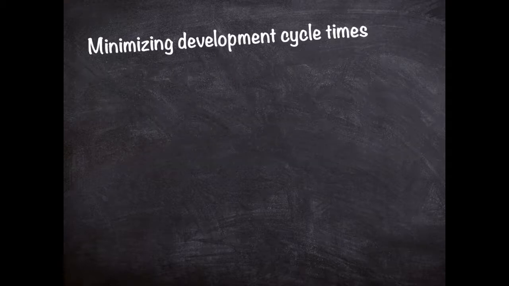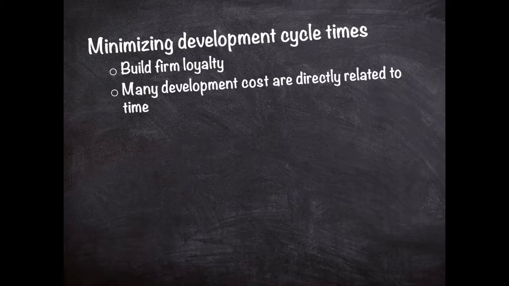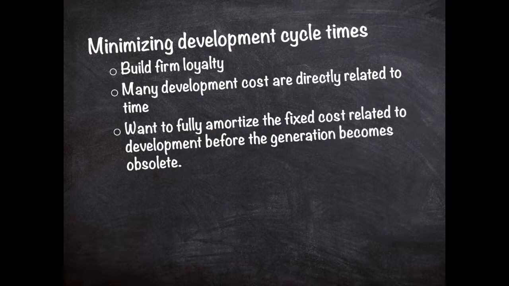Another tip is to minimize the development cycle time and try to build firm loyalty so that people stick with your thing and that you can offer the new thing to them so they can stick with your brand. They don't have to go to someone else. And many development costs are directly related to time. And you want to fully amortize the fixed cost related to development before the generation of that product, that version of the product becomes obsolete.